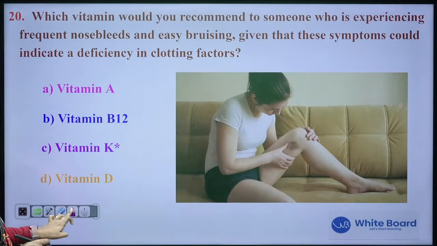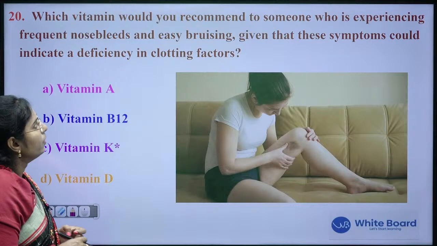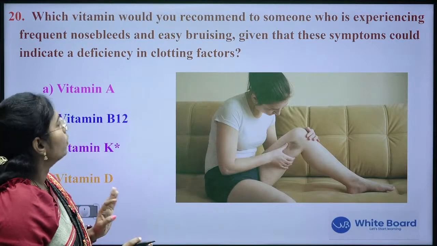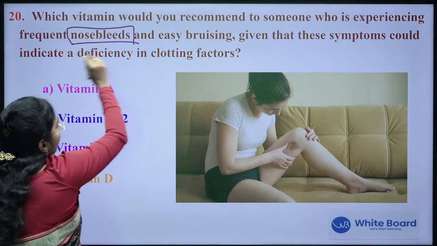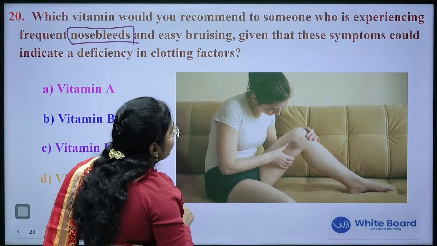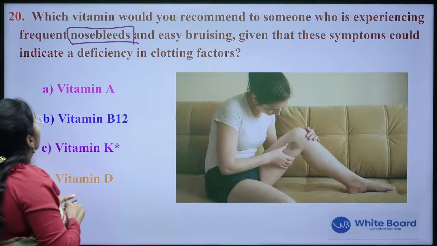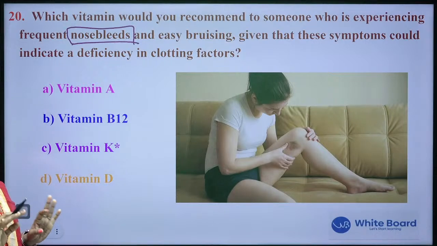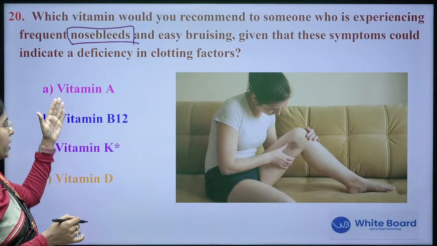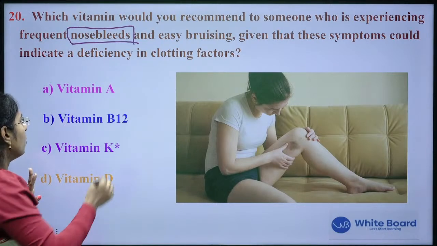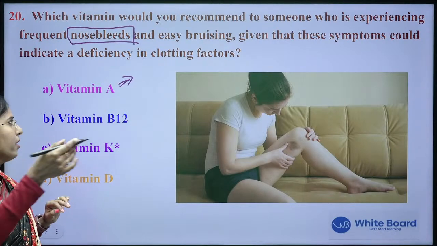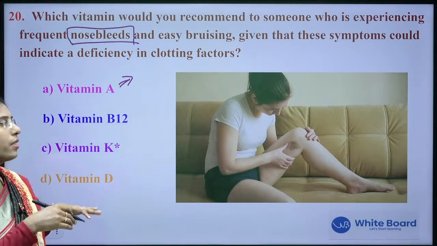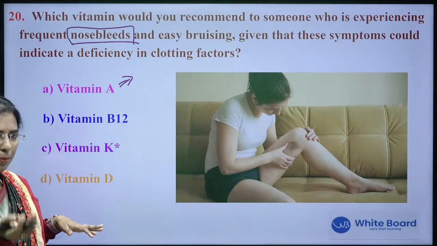Coming to the next question. Which vitamin would you recommend to someone who is experiencing nose bleeding and easy bruising, given that these symptoms could indicate a deficiency in the clotting factors? Here they have given 4 options: vitamin A, B12, K and D. What is the use of vitamin A? It is mainly used for eyesight, right? So, deficiency will cause xerophthalmia or night blindness.